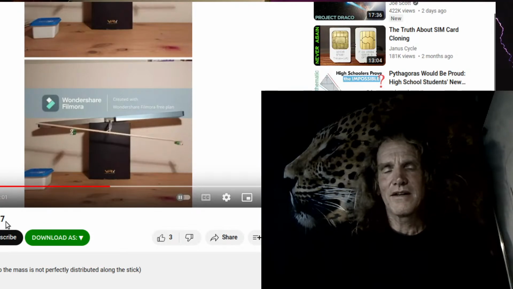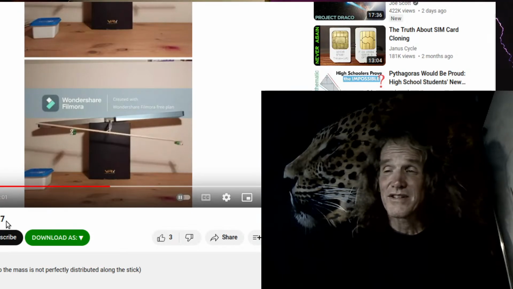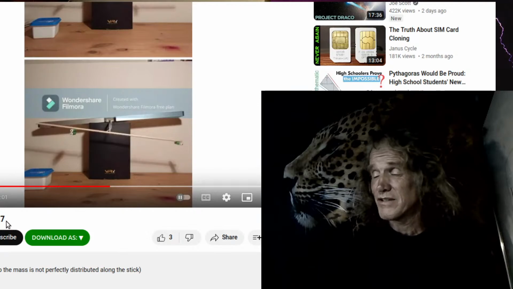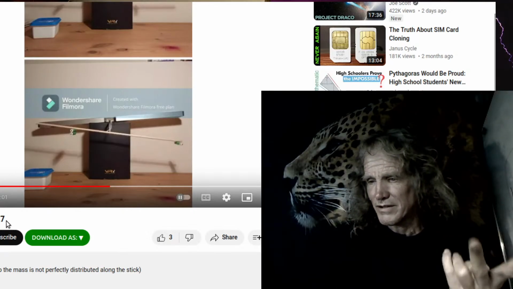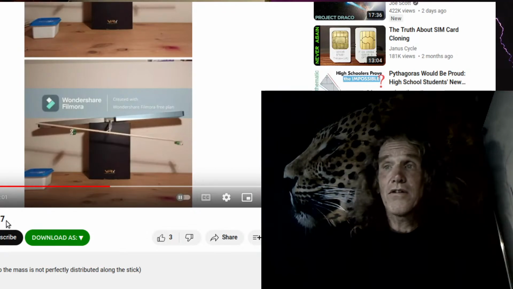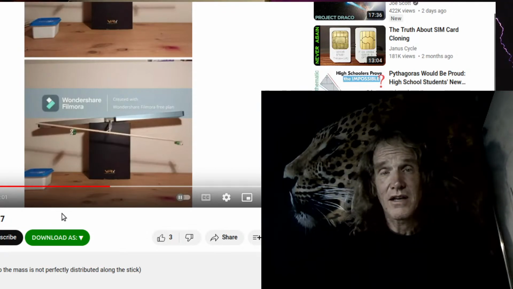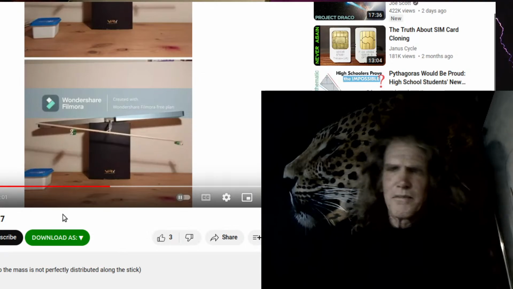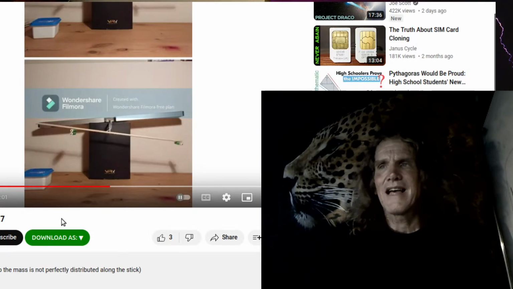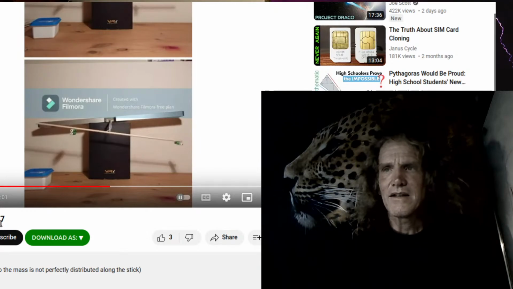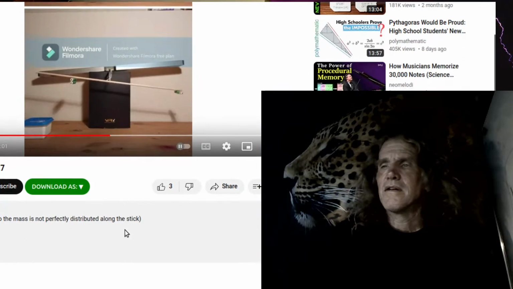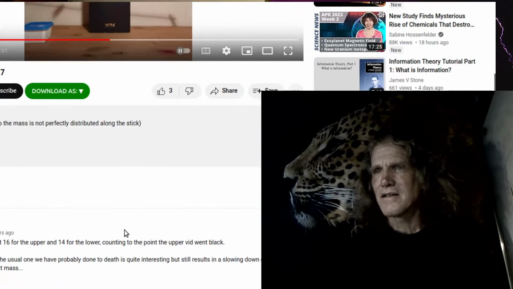But what does this mean? Test number 7. Where's test number 6? Where's test number 5? Where's test number 4? Where's test number 3? Where's test number 2? Where's test number 1? What were those tests? We're just given test number 7. What does that mean? Why is it in the title? Why should we somehow know this means something? Test number 7. What were the other tests and what were the results of the other tests? I mean, it's so dishonest.